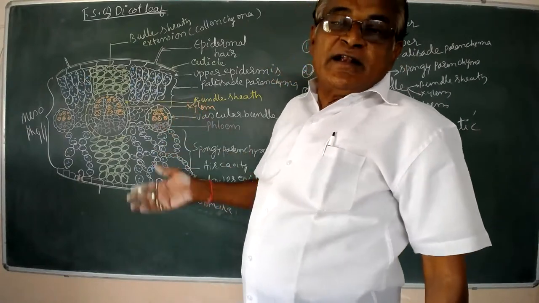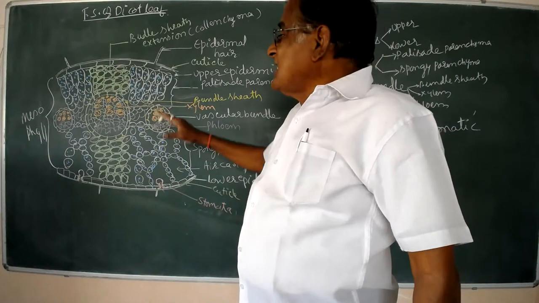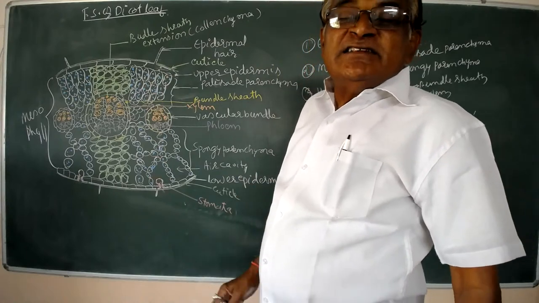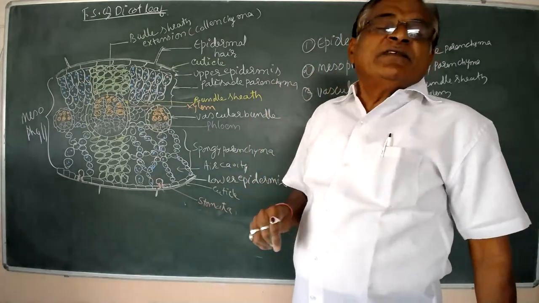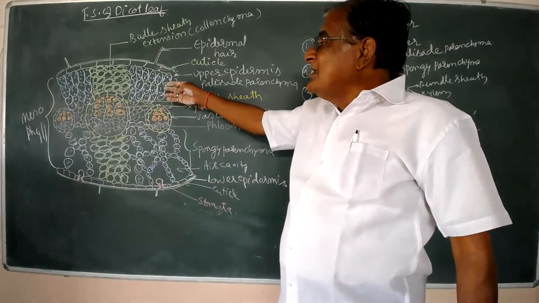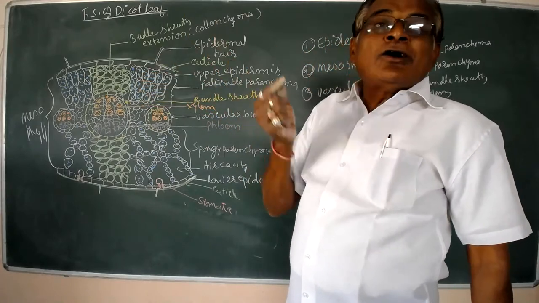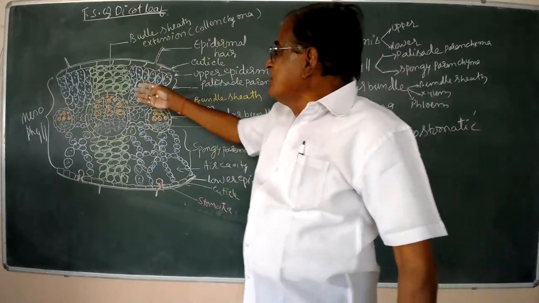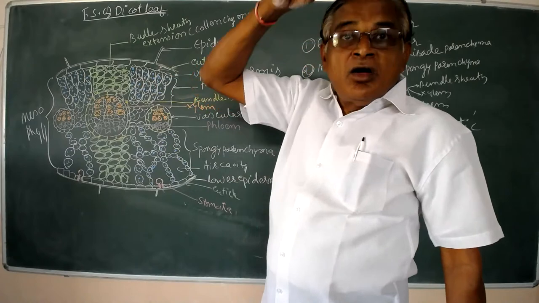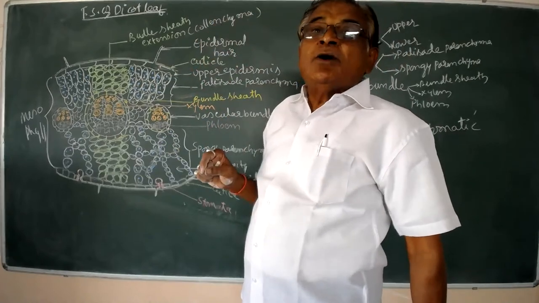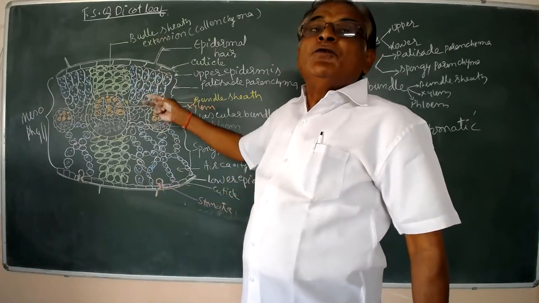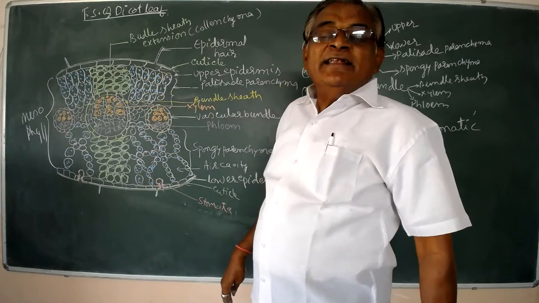Here the mesophyll is different. Towards the upper epidermis, you find long elongated cells. The mesophyll is composed of two types of cells. One is the palisade parenchyma, the other is the spongy parenchyma. The palisade parenchyma has long columnar cells, arranged about 3 to 4 layers, compactly, one above the other.